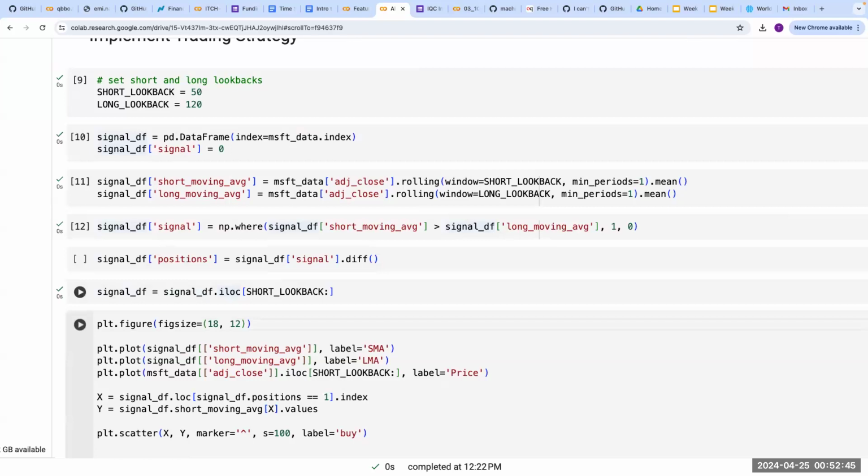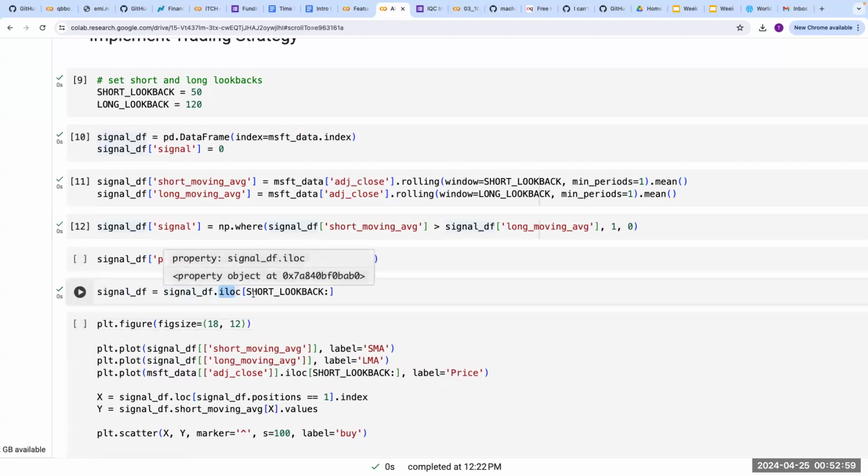The next line says you are basically removing any rows of data before the short look back because you don't want to care about it. So iloc is the index you're starting with. So you're starting with the short look back index and going till the end. So that's just the data cleaning part.